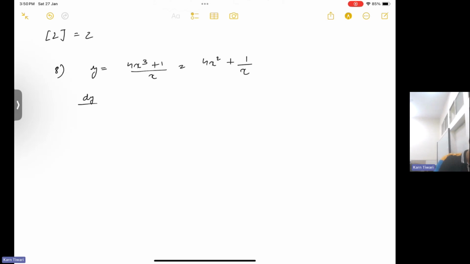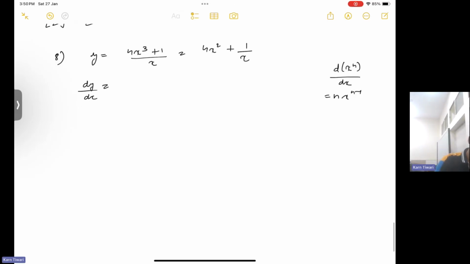So dy by dx. For this question, you need to know that the derivative of x to the power n with respect to x is simply n x to the power (n − 1), where n is an integer. Just remember this. So it will be simply 8x.